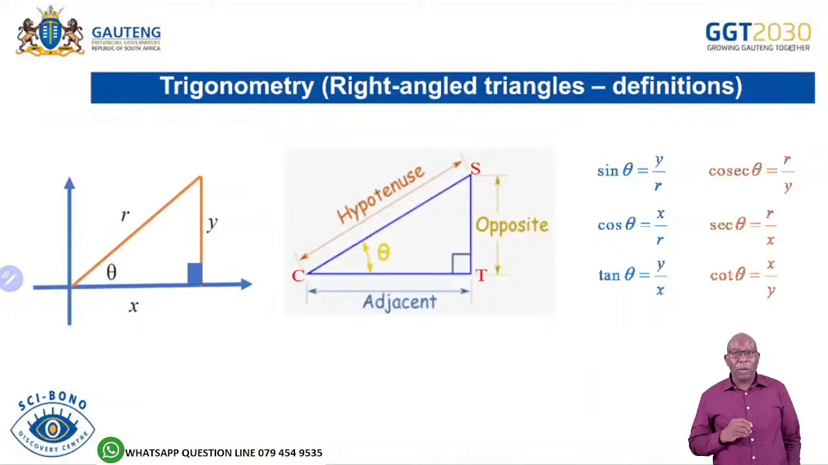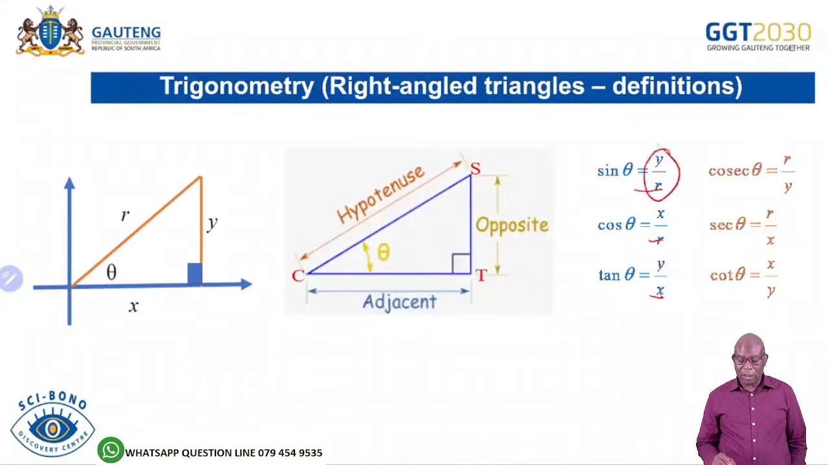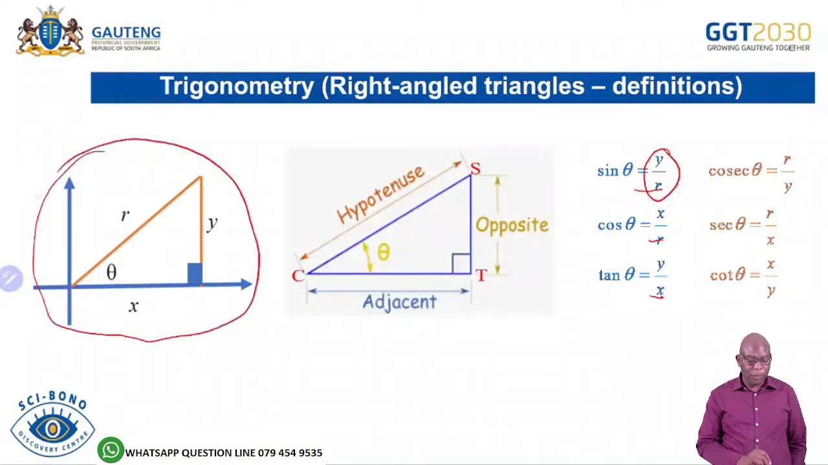In trigonometry, remember we work with right angle triangles, the definitions, and also we work with non-right angle triangles where we use the area rule, sine rule, and the cosine rule. First, I'm going to look at the right angle triangles, the definitions. Remember, those definitions are very important. These definitions work when we have a Cartesian plane with a circle around. So remember, this R here represents the radius, and this is the x value, and that is the y value.